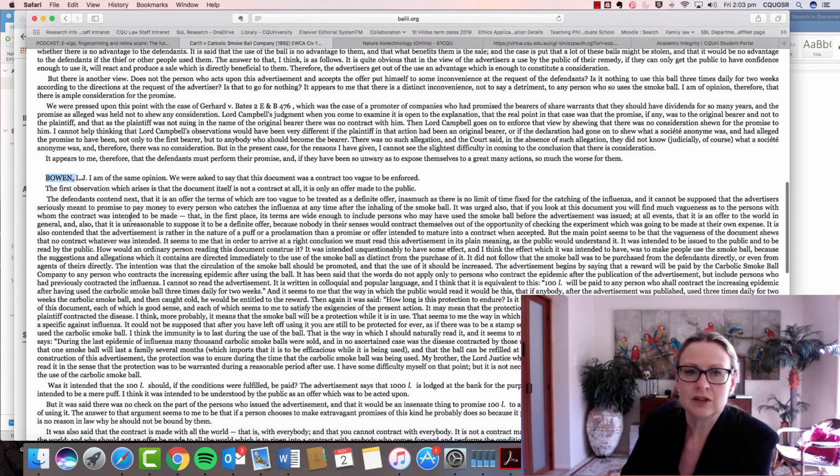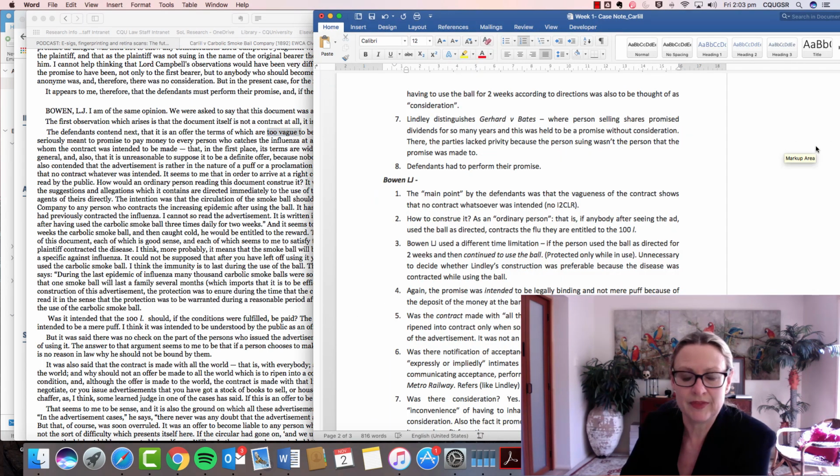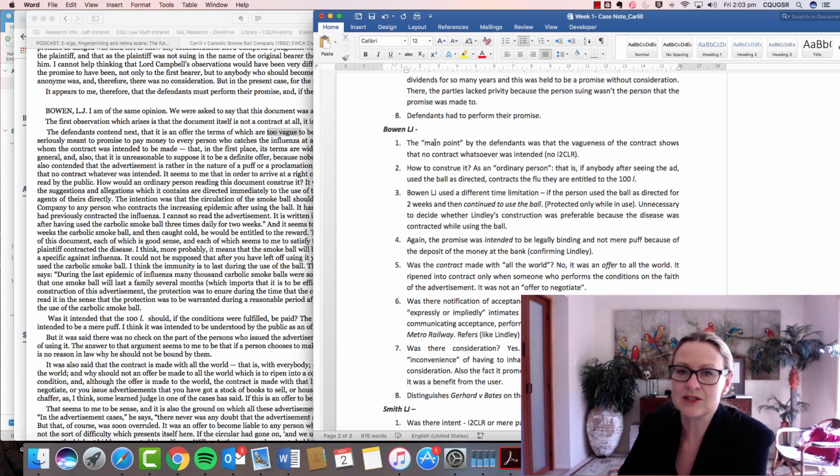Okay, and here, first observation, it's not a contract, it's just an offer made to the public. Well, he kind of dismisses that out of hand. The defendants contend next, it's an offer of the terms that are too vague. Okay, I think we've heard that before. Lindley said something about that. Okay, main point made by the defendants, vagueness of the contract.